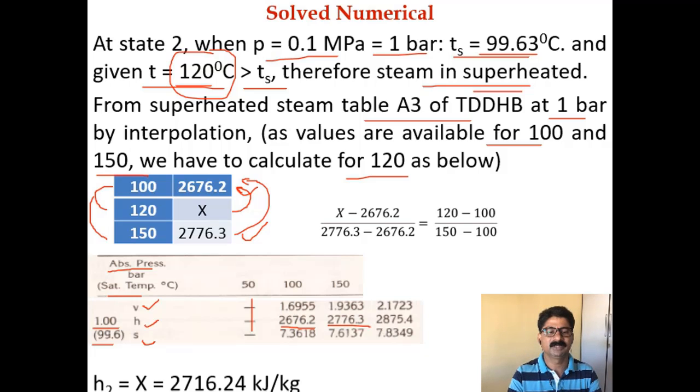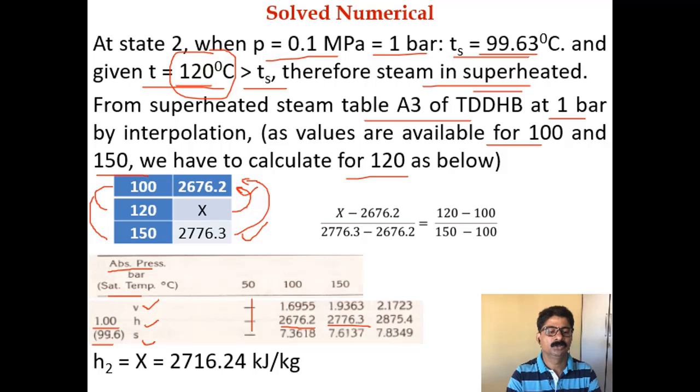If you simplify this, x becomes h2, so h2 is 2716.24 kilojoules per kg. So this is how you find the enthalpy at state 2 after throttling, but here I required interpolation.